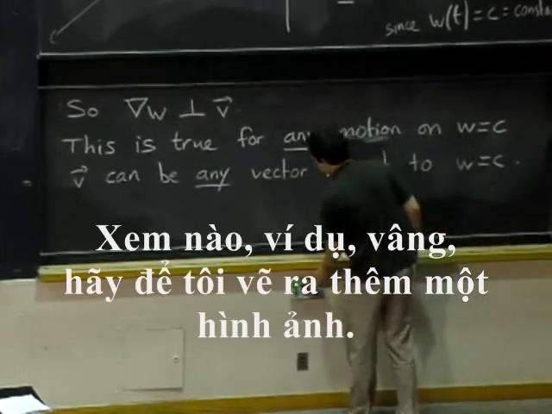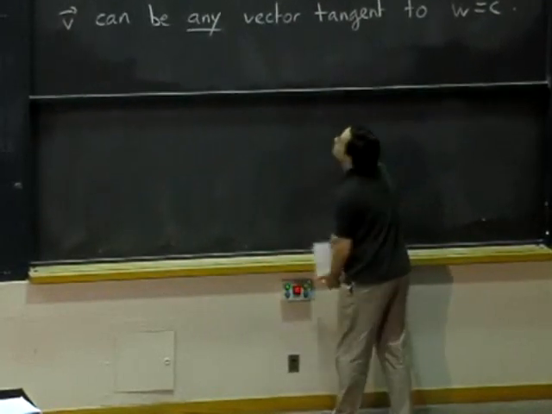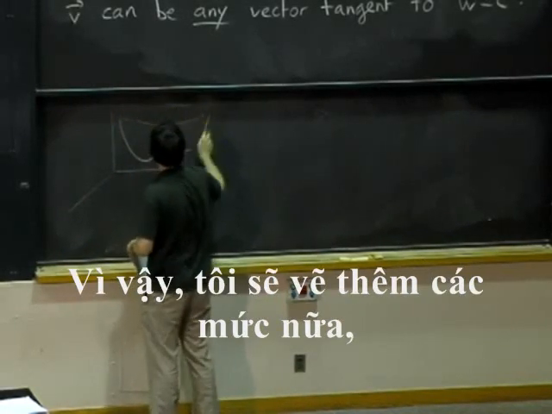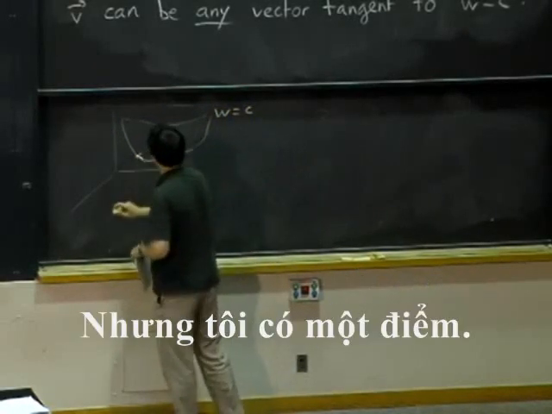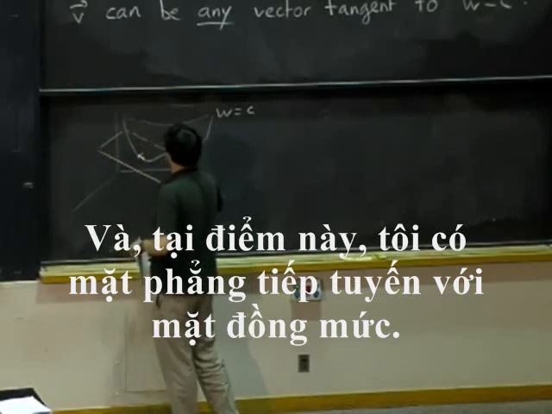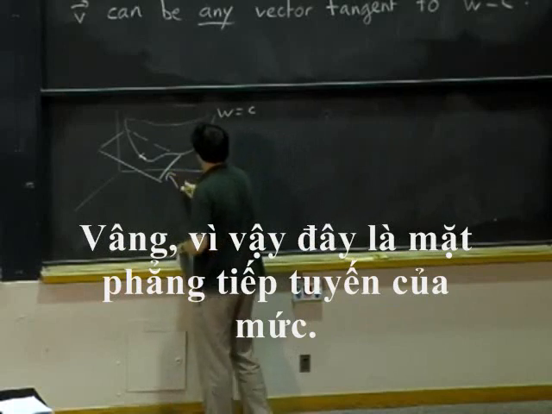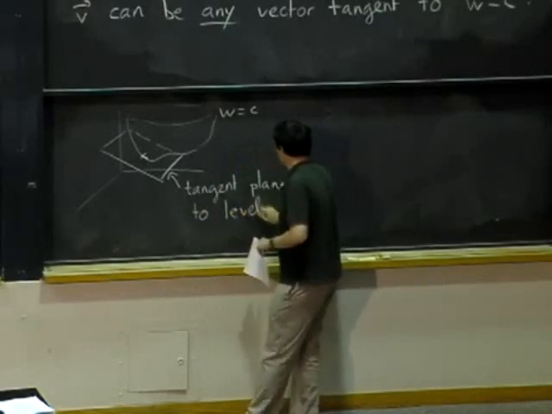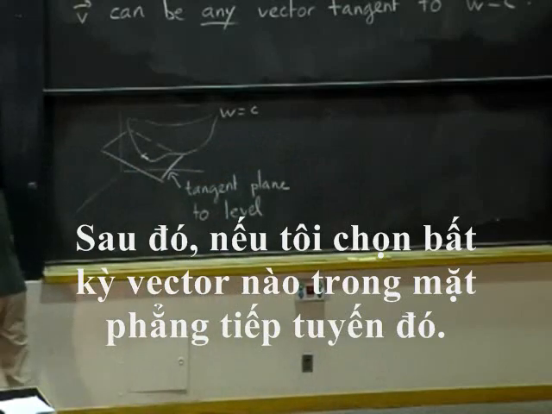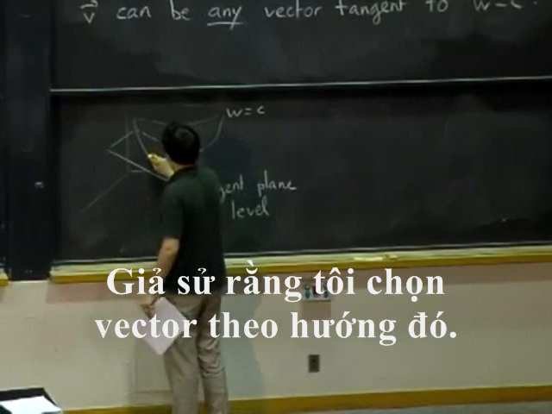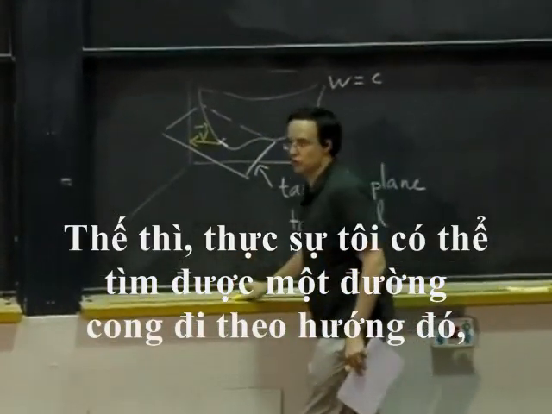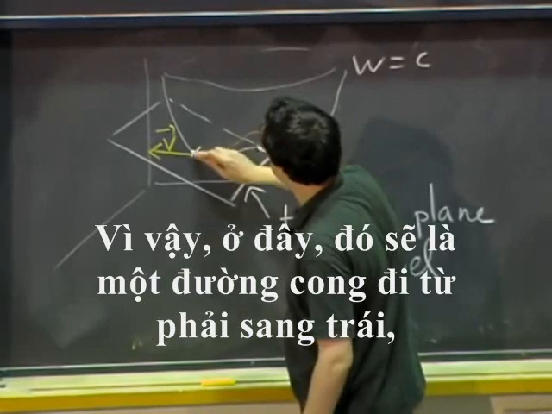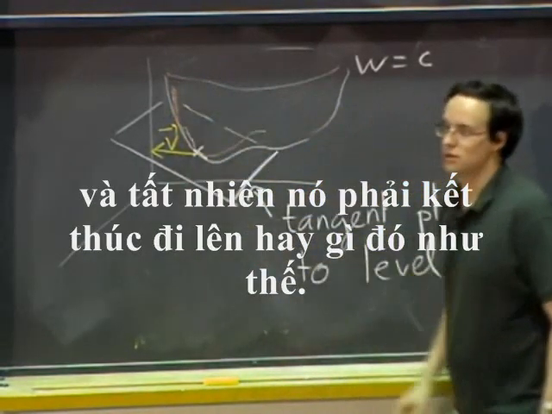C, for example, let me draw one more picture. Okay, so I have my level surface. So I'm drawing more and more levels, and they never quite look the same. And I have a point, and at this point, I have the tangent plane to the level surface. Okay, so this is the tangent plane to the level. Then if I choose any vector in that tangent plane, let's say I choose the one that goes in that direction, then I can actually find a curve that goes in that direction and stays on the level. So here that would be a curve that somehow goes from the right to the left, and of course it has to end up going up, or something like that.